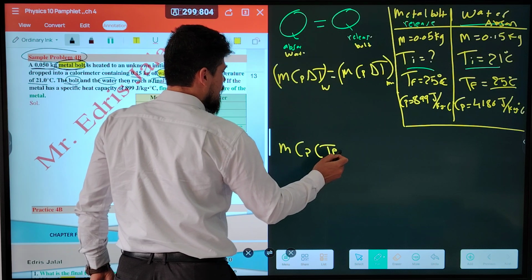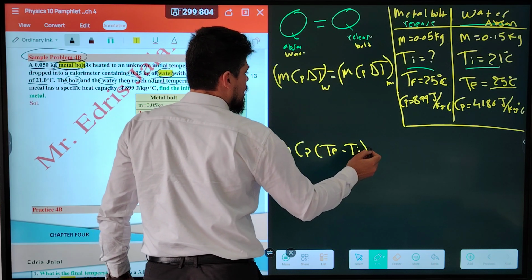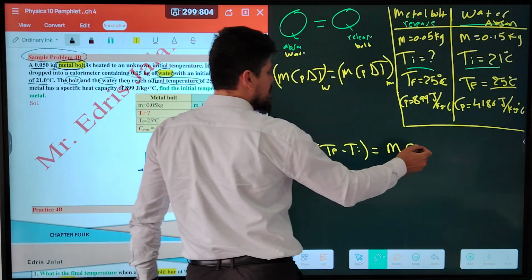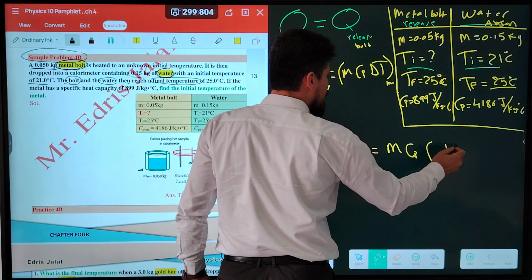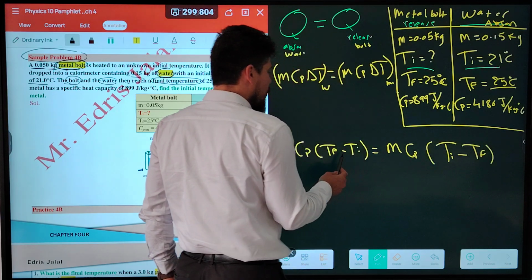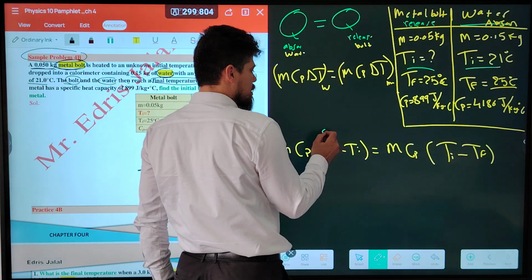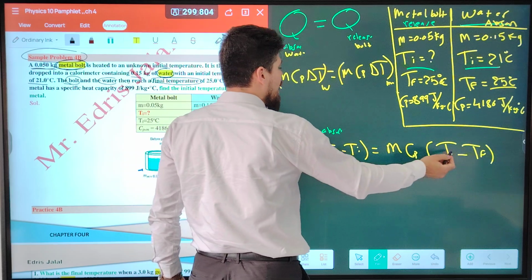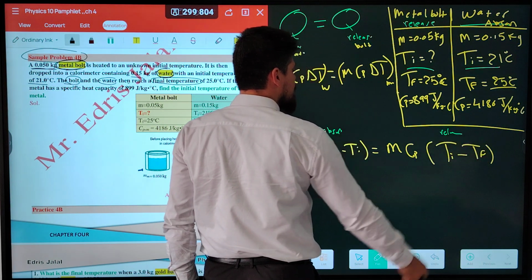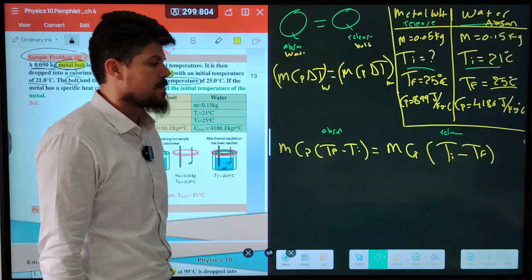mCp, T final minus T initial, is equal to, for the metal bond, mCp, because it released energy, it's going to be T initial minus T final. Why here T final minus T initial? Because it absorbed. Why initial minus final here? Released. For a released substance, always T initial minus T final.